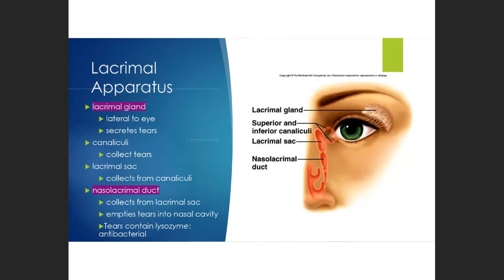So the lacrimal apparatus begins with the lacrimal gland, and the lacrimal gland is superolateral to the eyeball. Okay, it's lateral. The lacrimal gland secretes tears, which travel across the eyeball itself, and then are picked up at the inferior and superior canaliculi, then taken to the lacrimal sac, which is contiguous with the nasolacrimal duct, which is continuous with the nasal cavity.